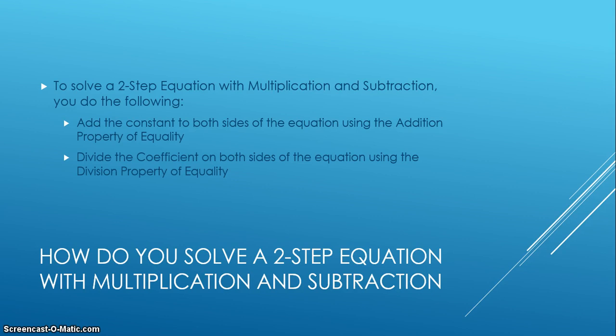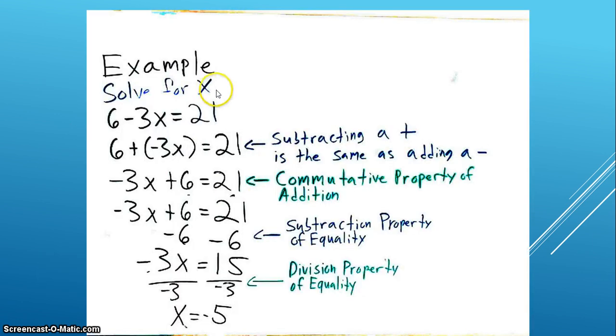So how do you solve a two-step equation with multiplication and subtraction? Basically, if you have multiplication and subtraction, you're going to add the constant to both sides using the addition property of equality, and you're going to divide both sides of the equation using the division property of equality by the coefficient. So in this example, we're going to solve for x. Now we have 6 minus 3x equals 21.